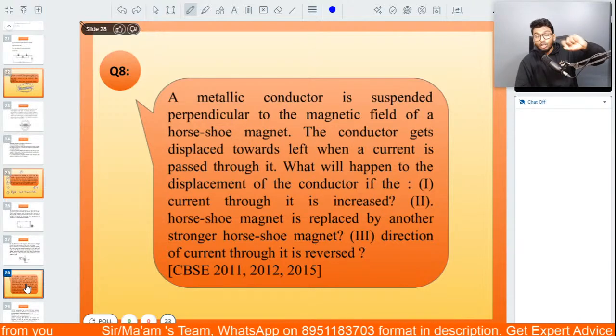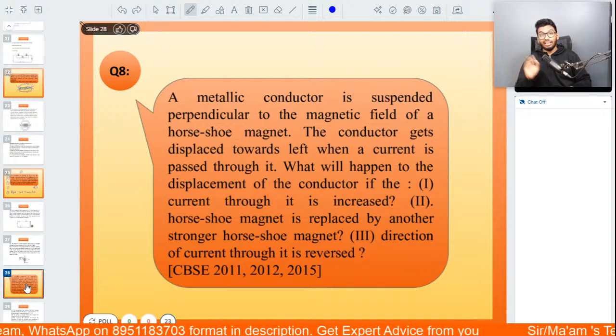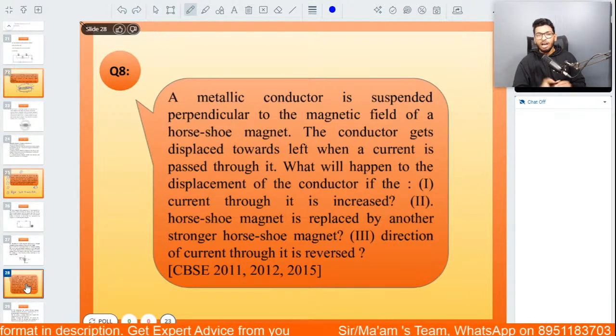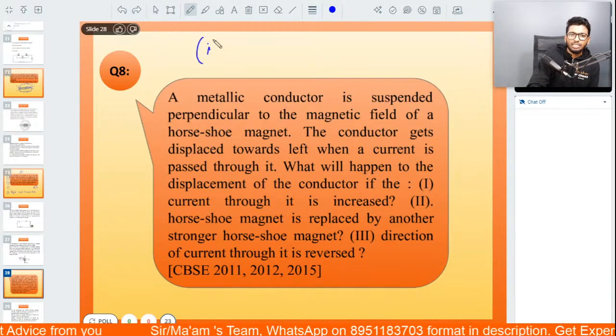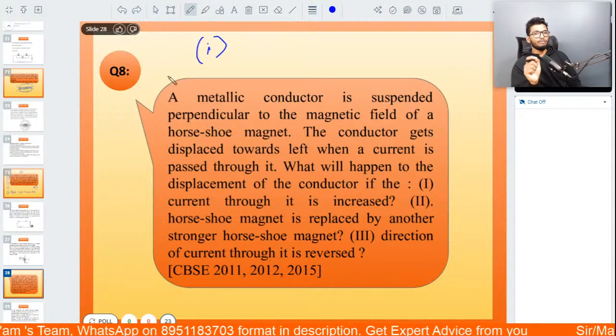Second, the horseshoe magnet is replaced by another stronger horseshoe magnet. And third, the direction of current through it is reversed. What would happen in each of these scenarios? Please put it in the chat box. Each of them would carry 1 mark, so please be a little brief about it.